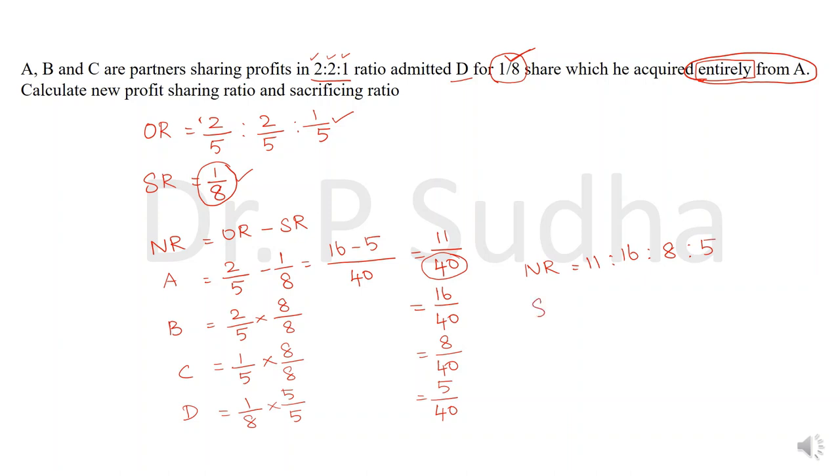The sacrificing ratio is only for A. What is the sacrificing ratio? As I have already told you, it is 1 by 8. This is the sacrificing ratio and it is only for A, because other partners do not sacrifice. So this is the sacrificing ratio.